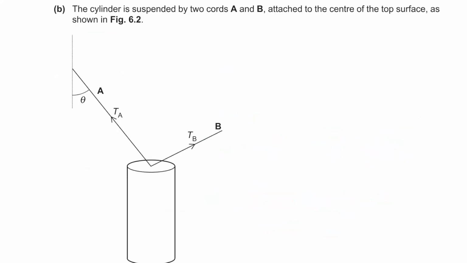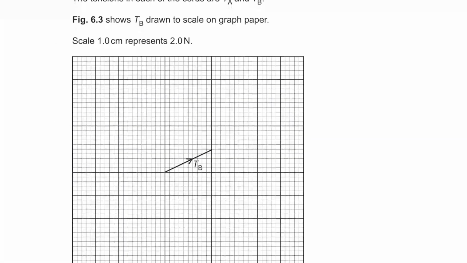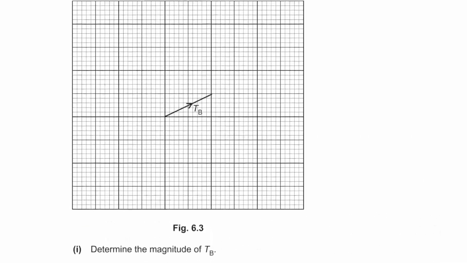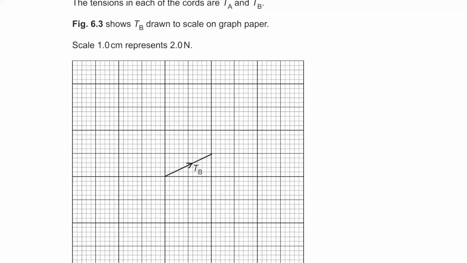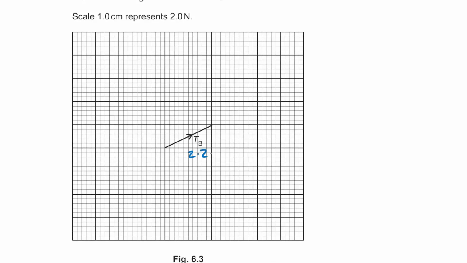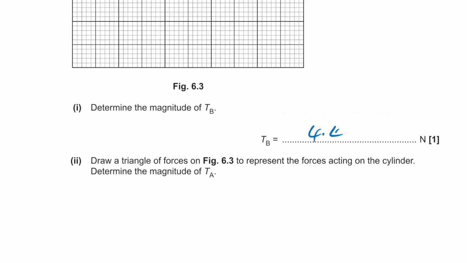Okay, tensions at an angle, fine. What are we being asked? Oh, great. So we're being told to draw this to scale. Determine the magnitude of TB, 1 centimeter, right. Okay, you'll find that this ends up being 2.2 centimeters. So essentially that just ends up being 4.4 newtons.